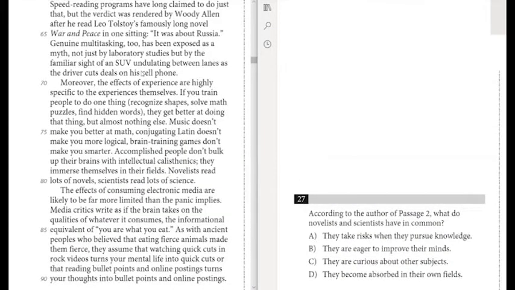Question 27. According to the author of passage 2, what do novelists and scientists have in common? So the reference to novelists and scientists is pointing us to lines 79 to 80, but once again, the line reference itself tends to be the what, the place that we're looking, but the area right before and after it tends to be the why, the really important information, the stuff that we're really trying to find out. So what was being spoken about when the example of novelists and scientists came up?